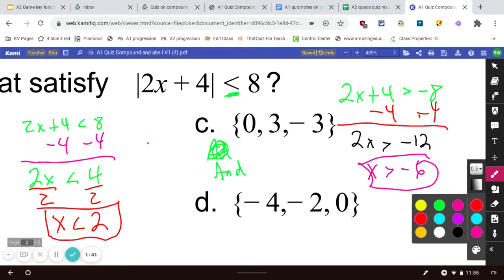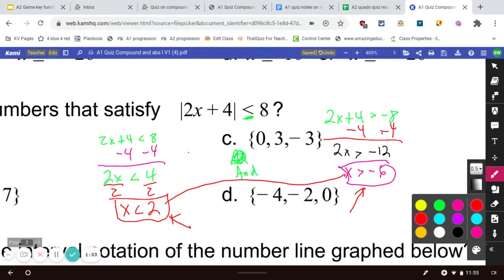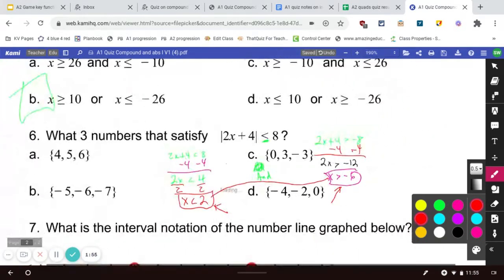So these are our two conditions. The number has to be bigger than negative 12, or sorry, bigger than negative 6, and it's got to be less than 2. So that's what we're looking for. Bigger than negative 6 and less than 2. Well, I'm guessing this would be our answer right there.